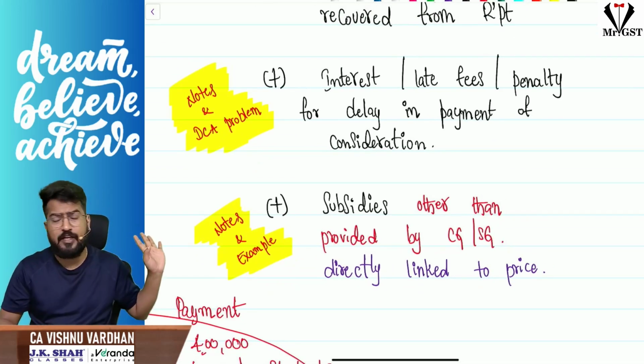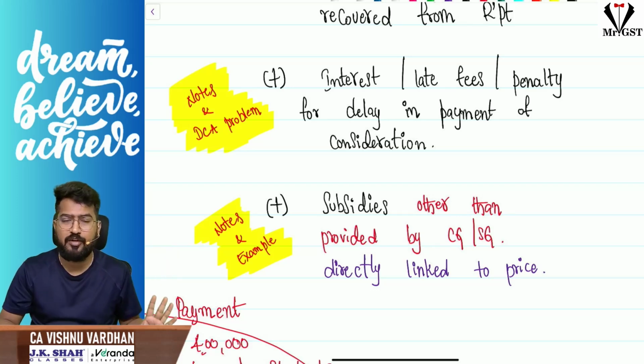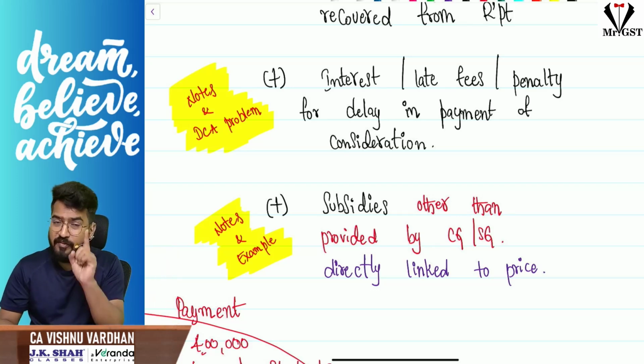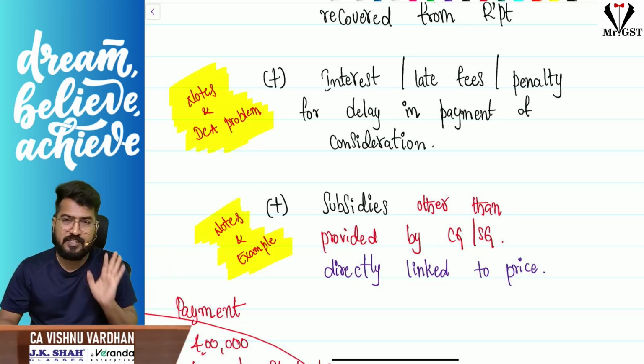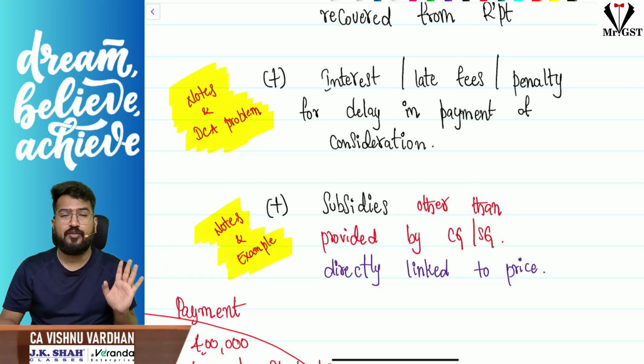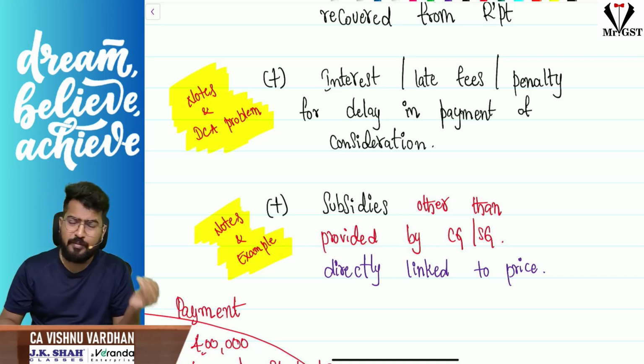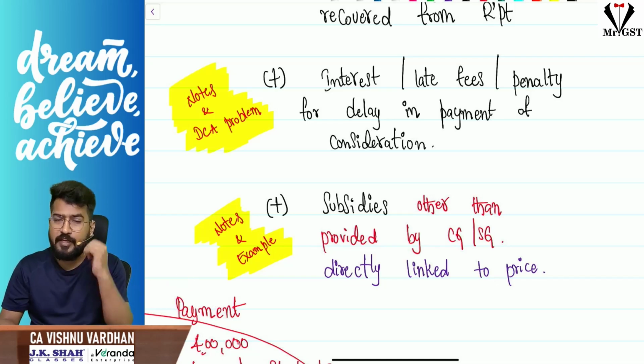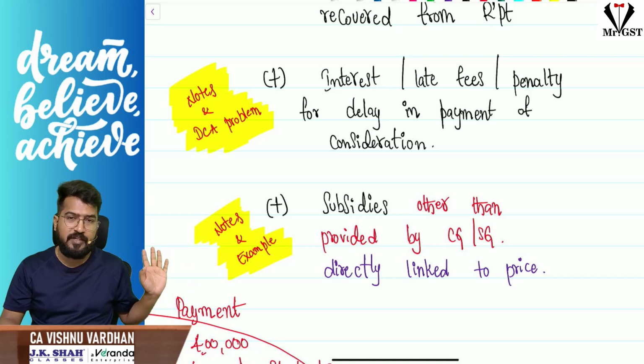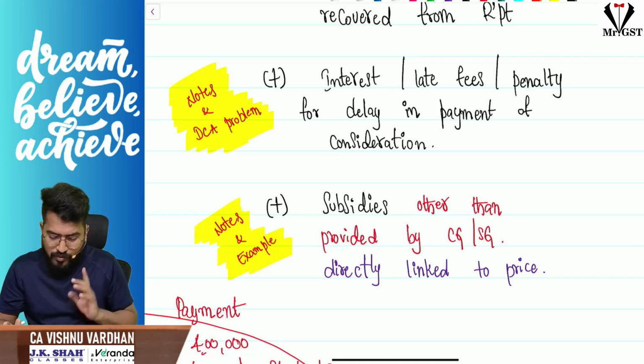Subsidies will be added to the value of supply when it is directly linked to the price. That is the first key point. It should first be directly linked to the price. Then you should check who has given that. Sir, if government has given that, ignore it. If anybody else has given, please add it to the value of supply. Clear? Right. So that is the point, guys.